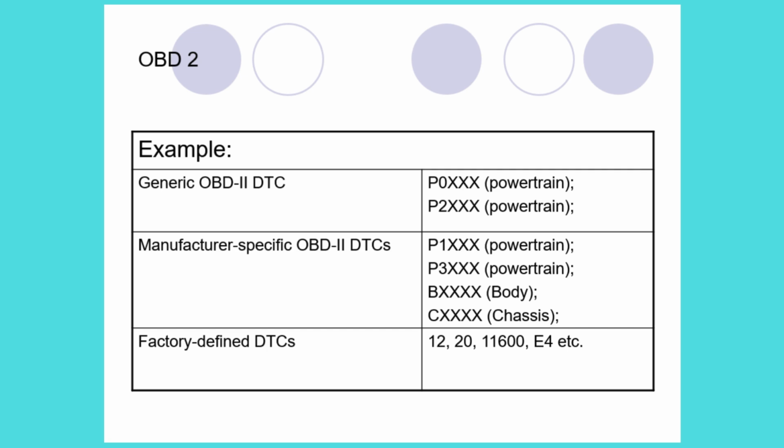Manufacturer-specific means the same code can have different definitions for different manufacturers. This is why it's always good practice when Googling fault codes to always Google the fault code with the manufacturer name. So you would, for example, Google P1100 VW or P3000 Ford. Factory-defined DTCs can have different formats.